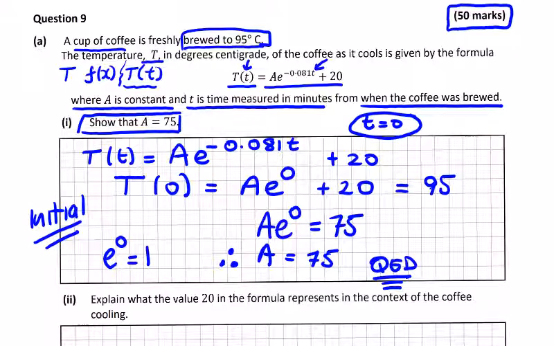So what about part 2 here? Explain what the value 20 means. Now these can be a little bit confusing. This is an English based answer, which I find confusing. So what is the English based answer? The temperature in degrees centigrade of the coffee as it cools is given by the formula. A is a constant, T is time. So what is this 20 at the end here? This is what they're looking for in the context of this question: the temperature of the surroundings.